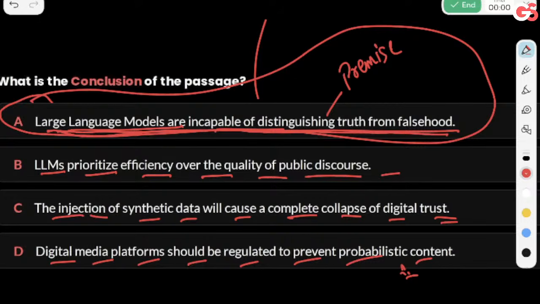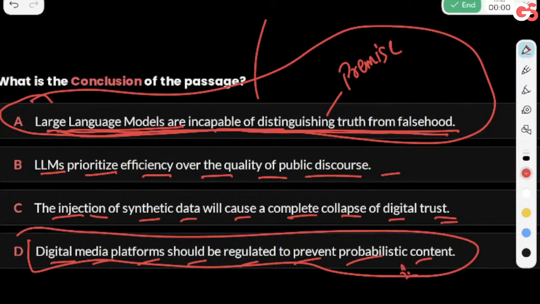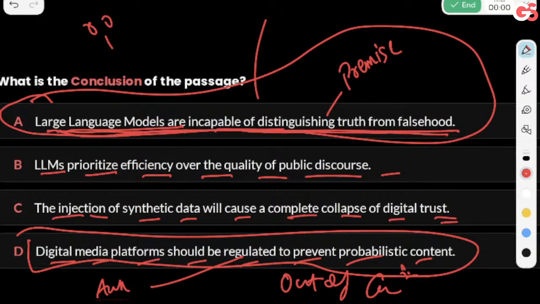This example is a brilliant example to understand how traps are made in RCs. Do you understand that? Similarly, D is something that has not been claimed by the author. So this becomes out of context. Is that clear? You got fooled by the options, Aditi? Yeah. So the first question was pretty straightforward, but this one was not.